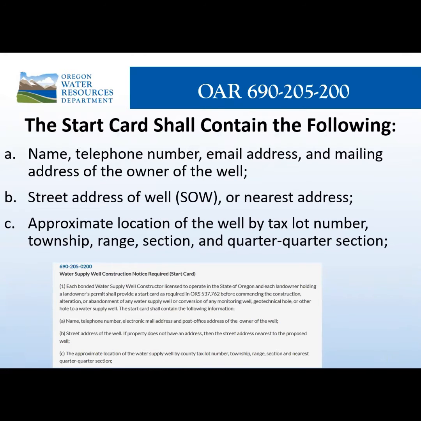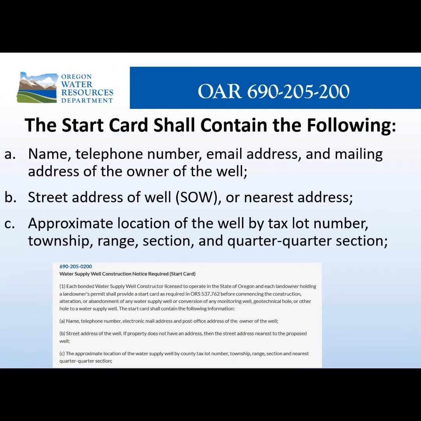Let's go ahead and start with start cards. So if you are following along, please turn to Oregon Administrative Rule 690-205-200. You can see at the bottom of the screen a screenshot of what that rule looks like. So first of all, the start card shall contain the following: name, telephone number, email address, and mailing address of the owner of the well. If the owner of the well does not have an email address, it's appropriate to use your own as the well constructor. Also, the street address of the well, often shortened to SOW, or the nearest address.